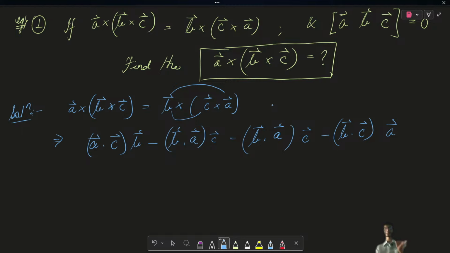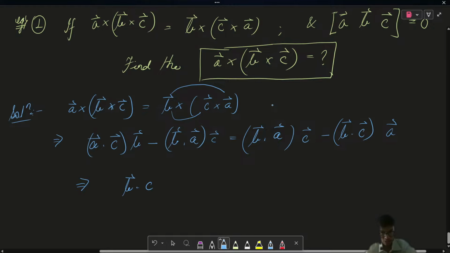Now if these two vectors are equal, then their magnitude as well as direction should be equal, right? So let me simplify this expression further, and first of all combine the terms.